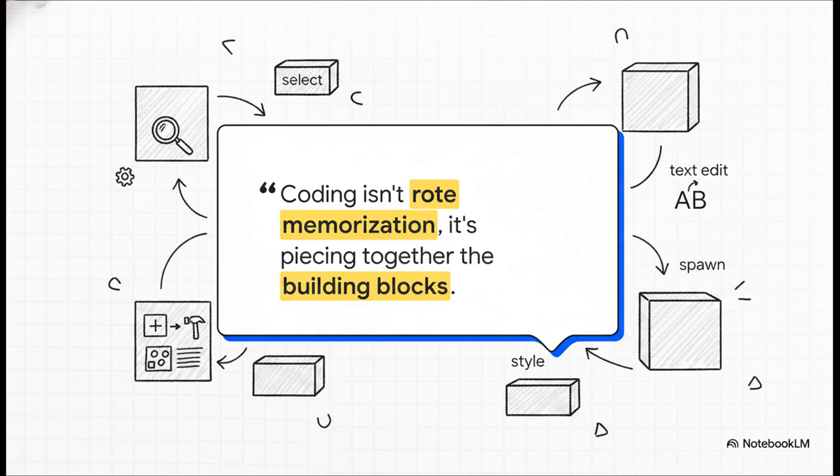We've covered a massive amount of ground in this explainer, and I want to leave you with this core philosophy from our source. Coding is not a game of rote memorization. It's a game of using your brain to piece together the building blocks. You now have the 6 core building blocks of DOM manipulation. You know how to select, edit text, edit attributes, spawn elements, and apply styling. The rest is just taking these blocks and snapping them together to solve problems. It's like a giant puzzle.